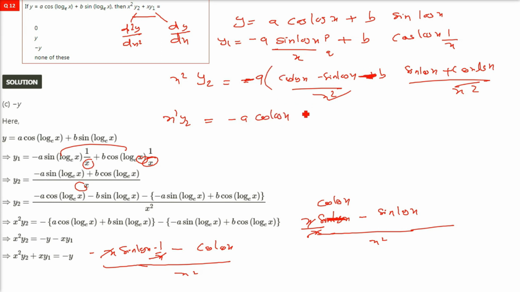So I'm multiplying it first with minus. So minus minus will be plus. I'll just change the sign. So minus minus will be plus. And here both will be negative because negative is outside. So I'm just opening it up now. Minus b sin log x minus b cos log x.